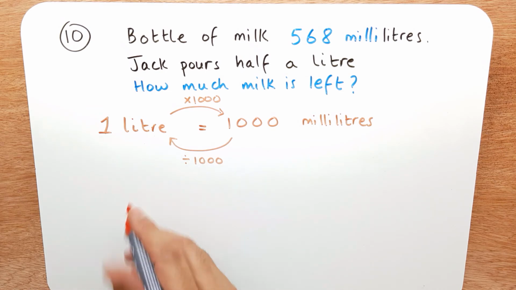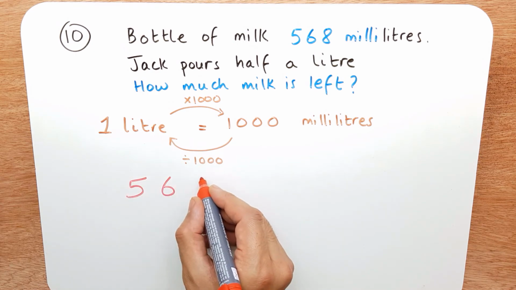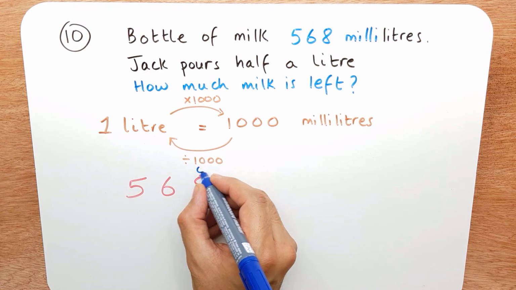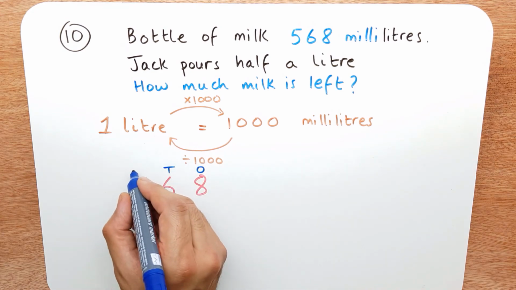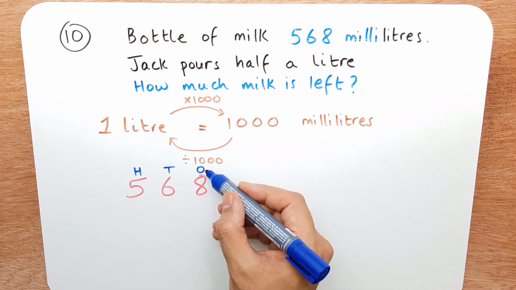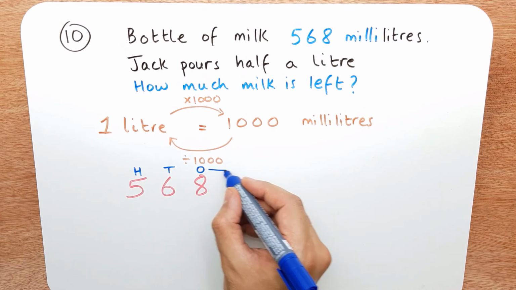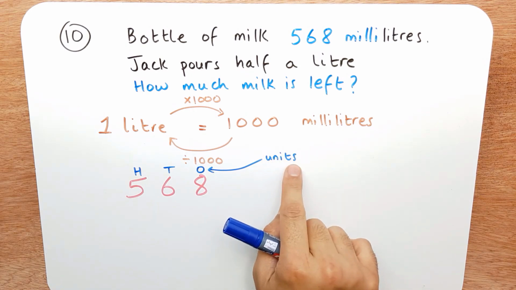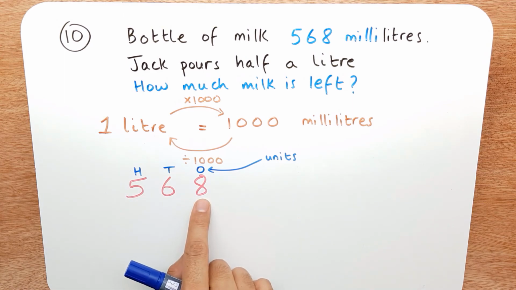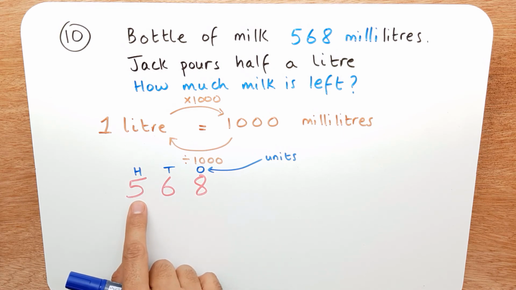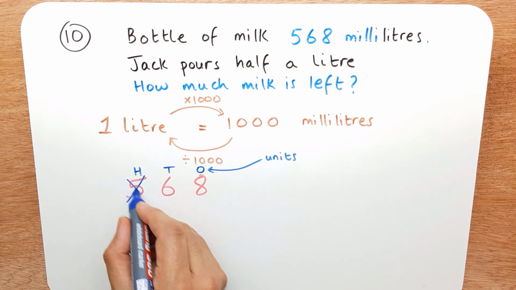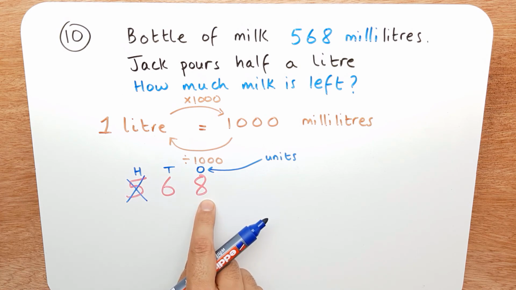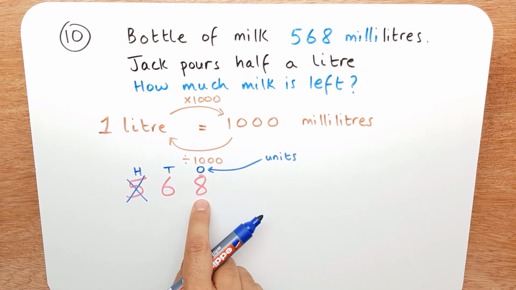Now what some people do is they do 568. We know this is the ones column, this is the tens column, and this is the hundreds column. And some people call this the units column. So let me just write a little label there. That is the units column. Some children call it units. Right, what some children will do, they know they have to take away 500. So they go to the hundreds column and take away 5 from there. And because there's only 5, that 5 disappears and you're left with 68. So they can see straight away that we are left with 68 milliliters.